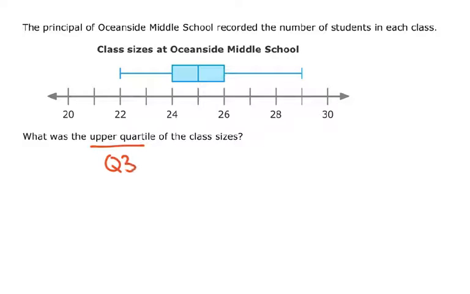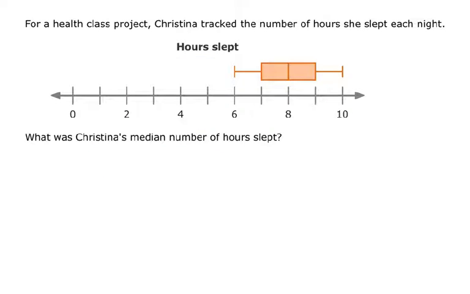So go ahead and look at this box plot, see if you can identify where Q3 is, and then press play when you're ready to check. When I look at a box plot, these are the 5 key points. Q3 is what we call the upper quartile, and Q3 is at 26. So 26 would be your answer for this question. Here's another example of a question you might see.